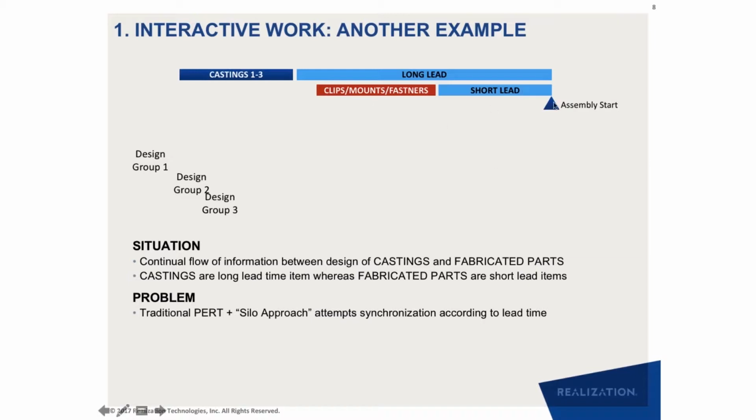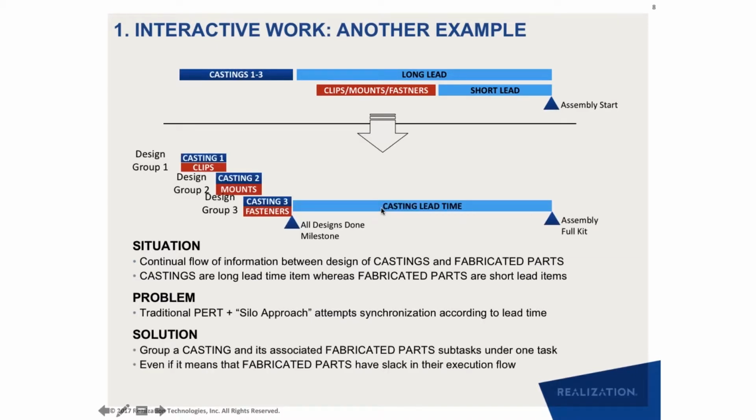A traditional critical chain plan might look like there are 2 chains of activities, where one chain can be started later and finished later for the short lead time activities. Traditionally you would break the project plan into long lead design and short lead design. Versus what we have found to be much more effective is to do the casting and the clip design together. So if you have 3 castings, there is design group 1, design group 2, design group 3. You are not dividing the work based on the lead time. You are dividing the work based on the interaction.